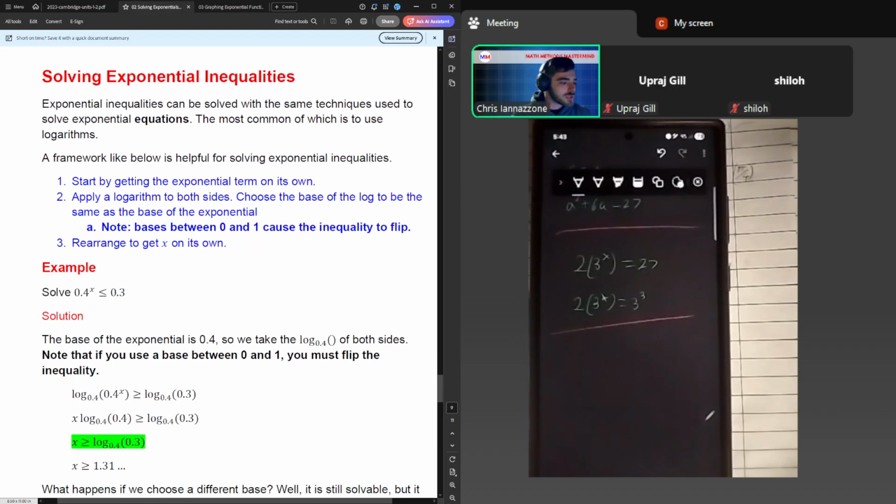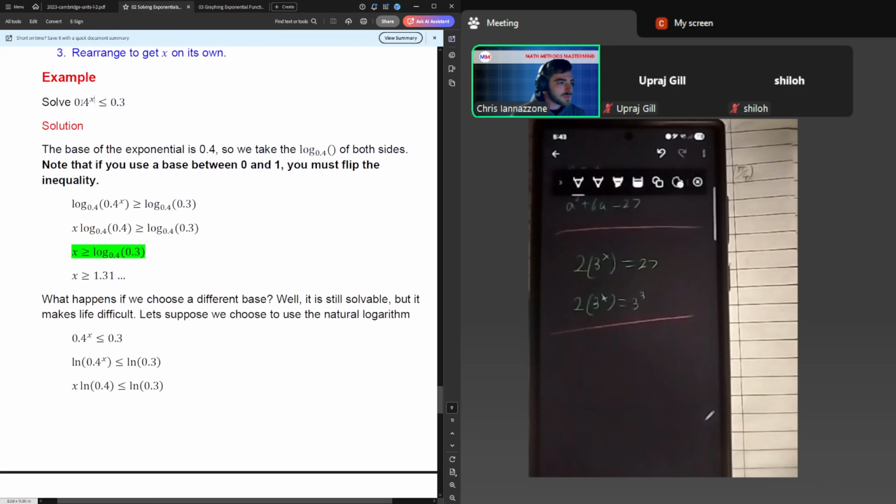Now, there's a couple of ways you can do exponential inequalities. The way I'm going to recommend is a method by which you choose your logarithm to be the same base as the exponential that you have. All right, let's have a look. So when you have inequalities like this, one of the challenges is that the inequality will likely flip when you try to solve it.